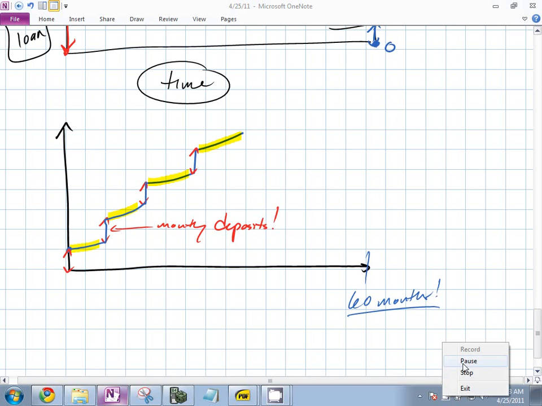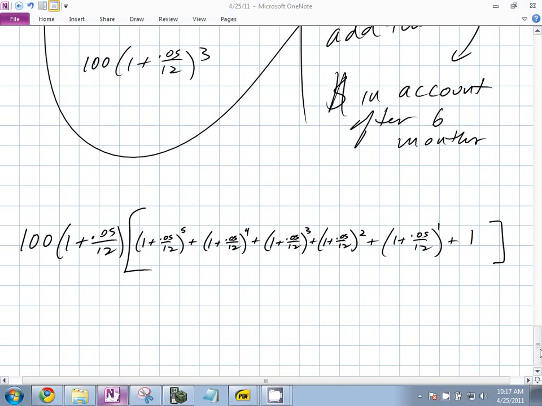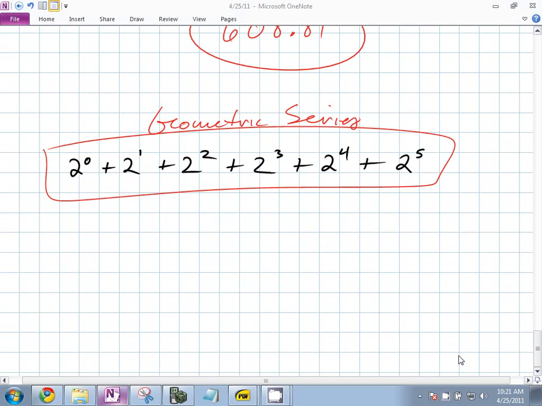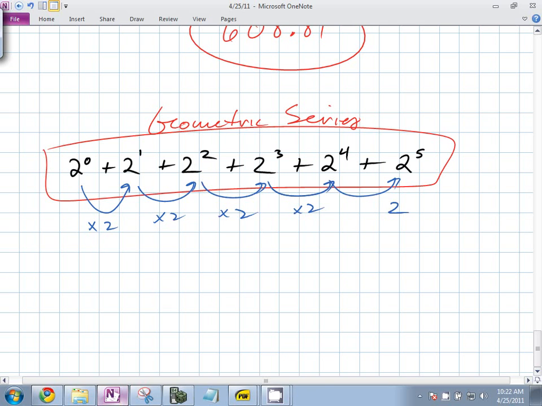Type that into your calculator, use the store command. It should be more than how much money? It should be more than 600. Yes, the second term. You multiply by 2. And you multiply by the same thing each time. Do you agree with that? Okay, good. So it's the same.